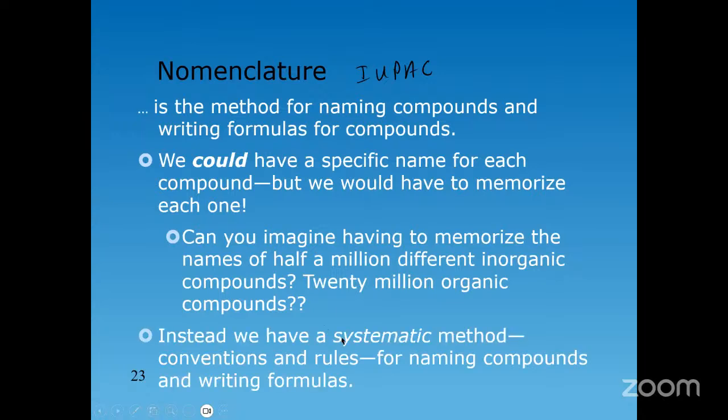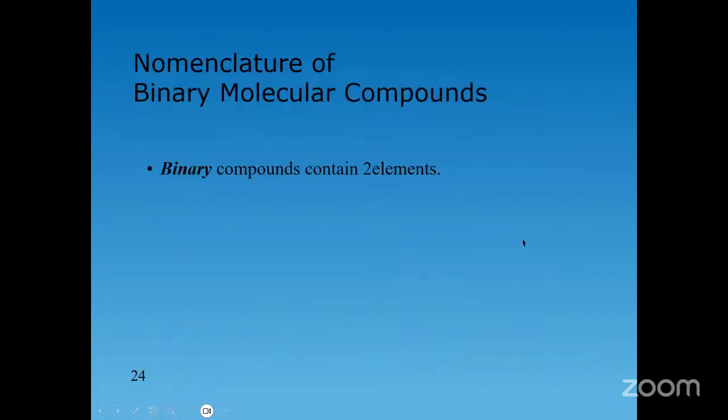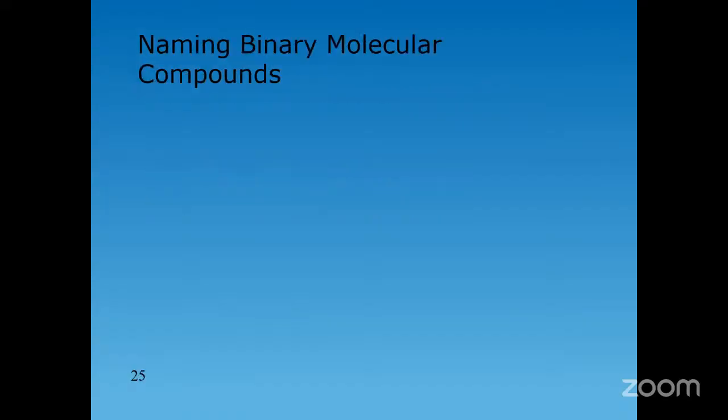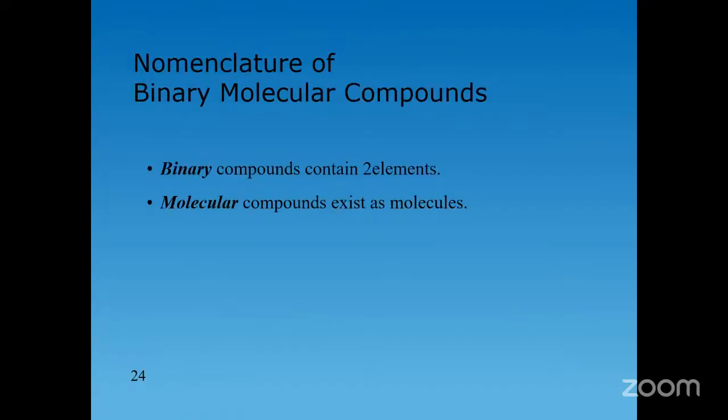So, basically, we have a systematic method which involves the conventions and rules for naming and writing formulas, right? So the first group of compounds we're going to look at in terms of naming them are compounds known as binary molecular compounds. These compounds are binary because they're made up of 2 elements. And because they're molecular, that means that those 2 elements must be nonmetals, right? So basically, these compounds will exist as molecules, right?